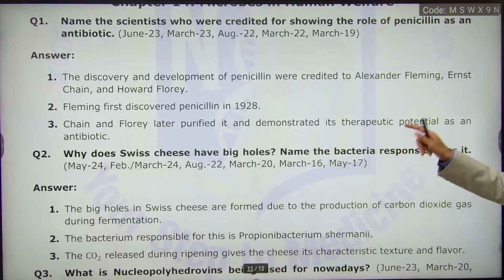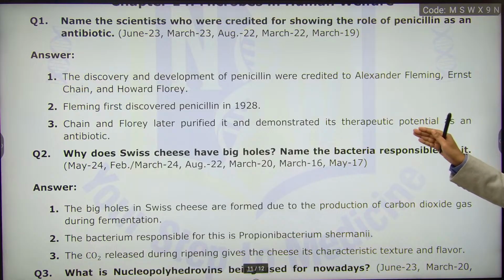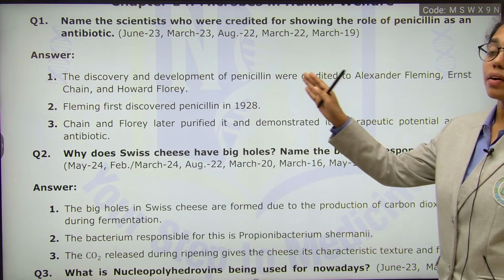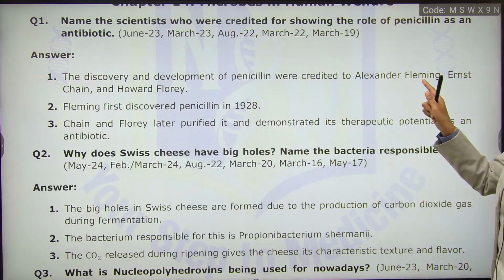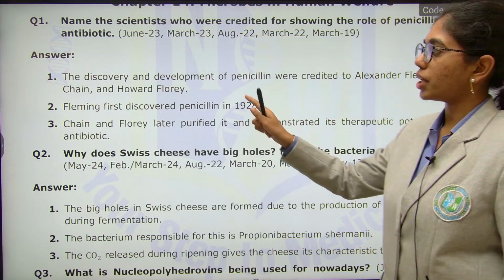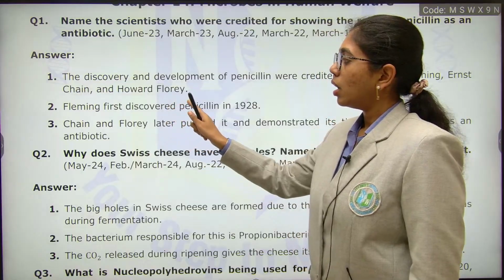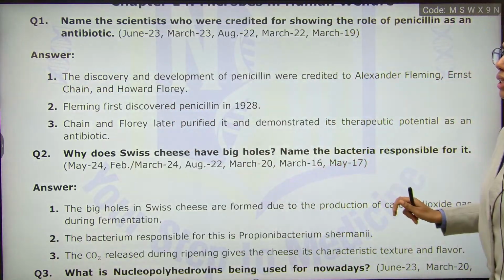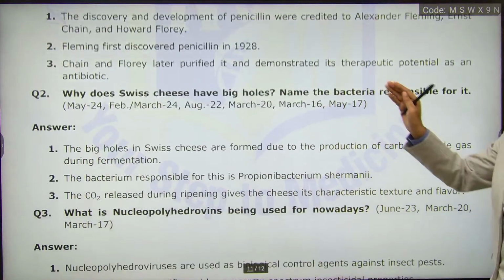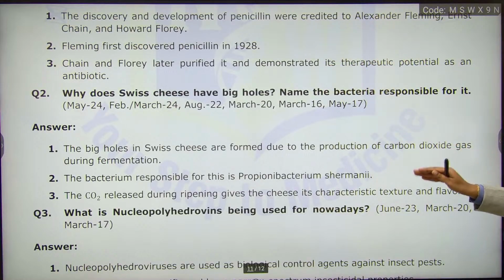Microbes in human welfare: scientists who are credited for showing the role of penicillin as antibiotic. The discovery and development of penicillin are credited to Alexander Fleming, Ernst Chain and Howard Florey. Fleming first discovered penicillin in the year 1928 and later they developed the therapeutic potential.